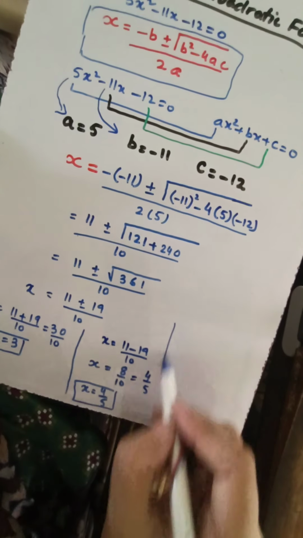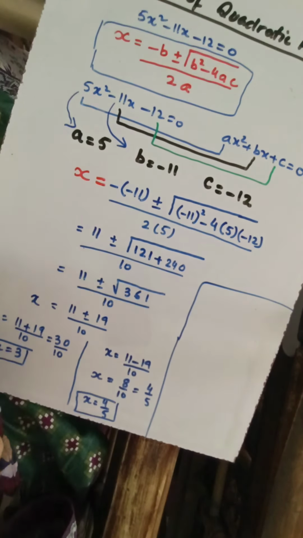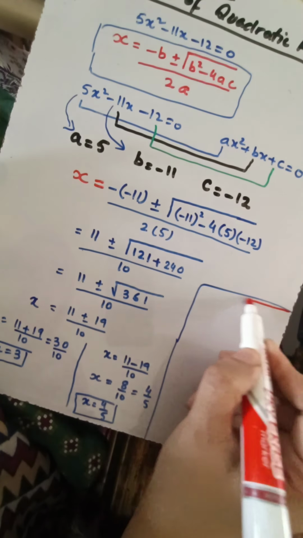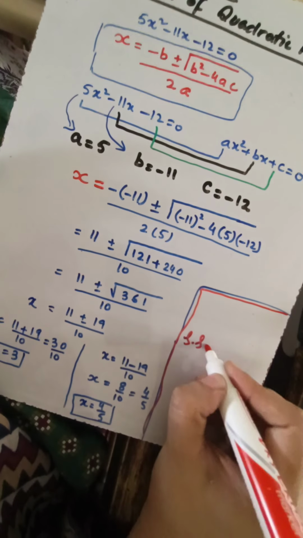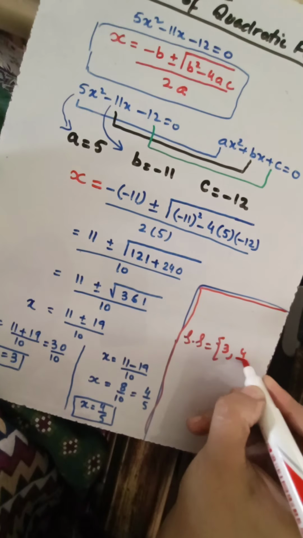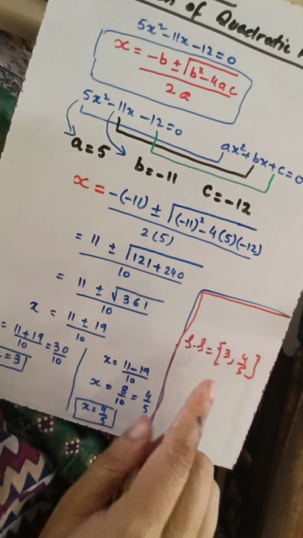In the next step, what we are going to do is write the solution set. So the solution set is 3 and 4 over 5. This is how we get to the solution by using the quadratic formula.